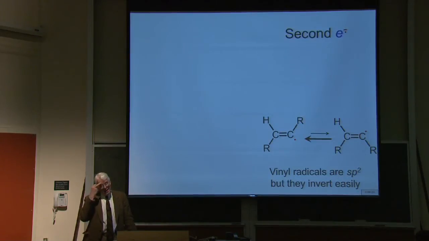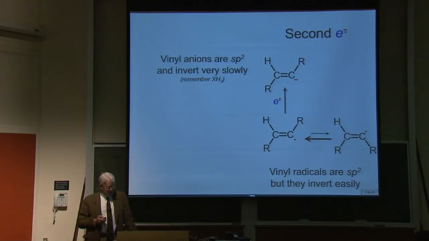And now a second electron comes along and goes into that singly occupied orbital. So now you're going to have a pair of electrons there. We'll write the minus charge in that sp squared hybridized orbital. But now it's harder to invert. Remember XH3, how if you added more electrons, it ceased to be planar and became pyramidal. The same idea here. So now it doesn't flip back and forth rapidly.